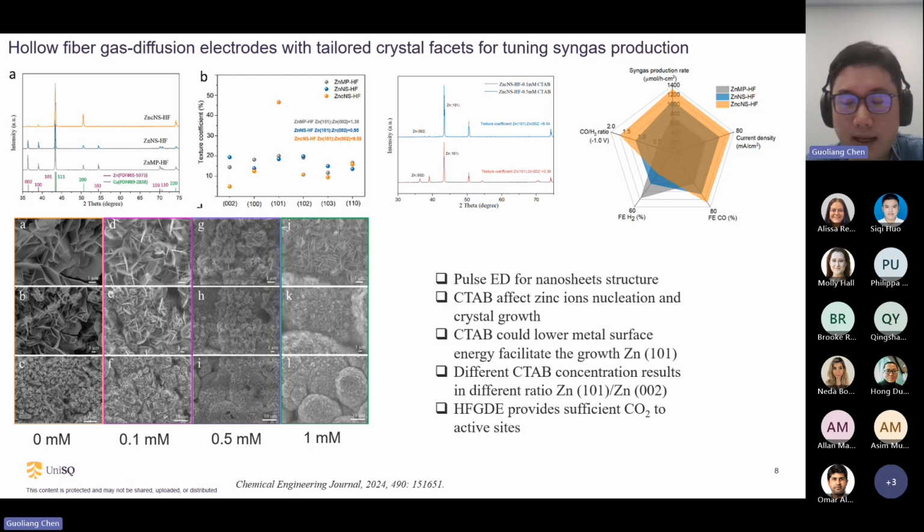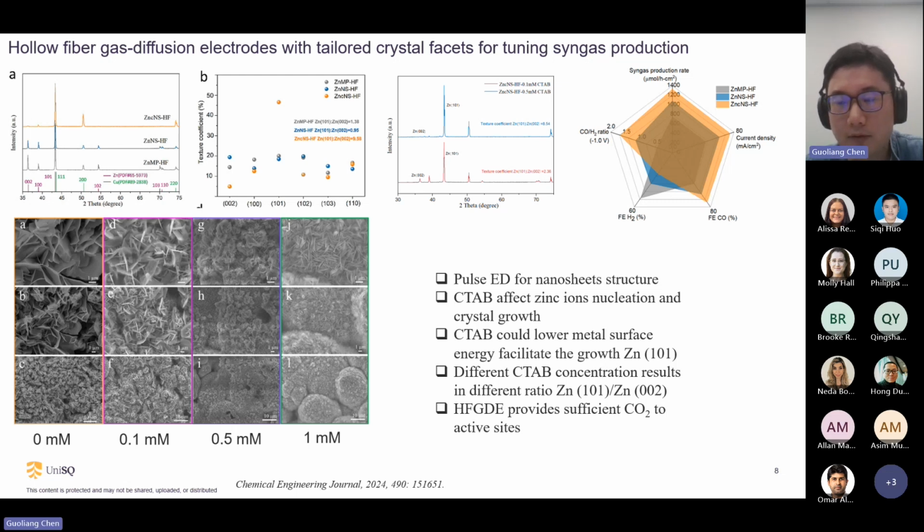Here we also investigate adding different concentrations of CTAB, and how it regulates the morphology of the zinc nanosheets. We can see from 0 to 1 millimole CTAB, the nanosheet morphology becomes much smaller. We also regulate the crystal phase ratio of zinc 101 and zinc 002. With 1 millimole of additional CTAB, the zinc got a very high ratio of zinc 101 to zinc 002, 9.58.